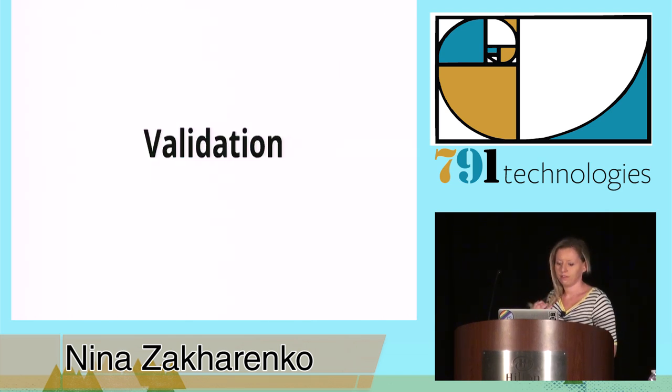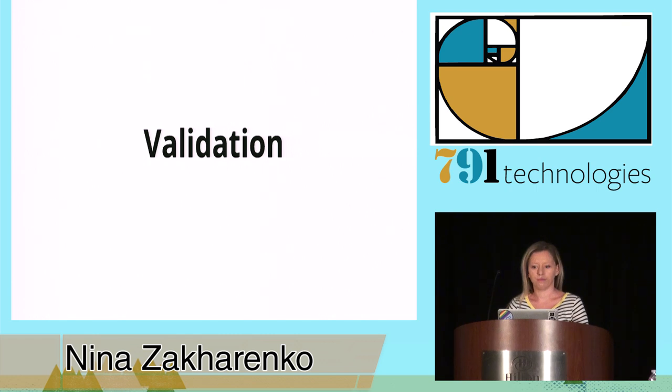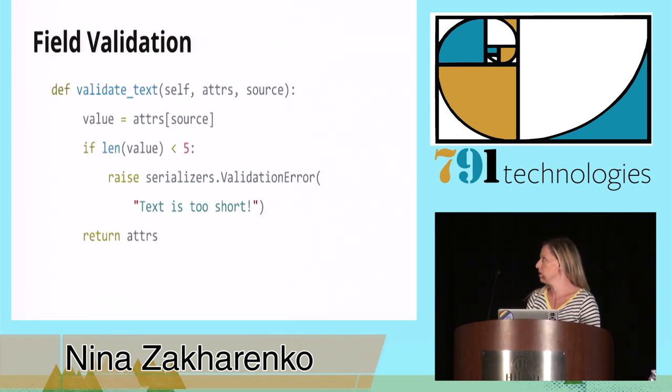So DRF supports really great validation. And here's what a field validator looks like. An interesting thing to note is that by creating a method called validate_text, it automatically knows that this validator is for that text attribute. There's no configuration here. It's just kind of a naming convention.